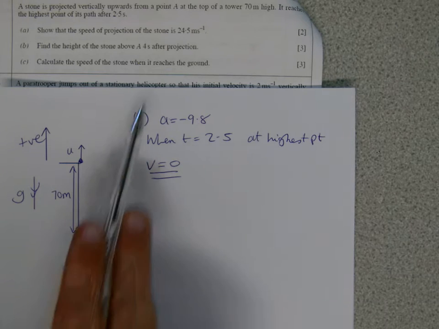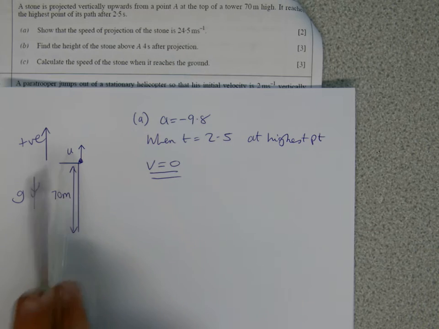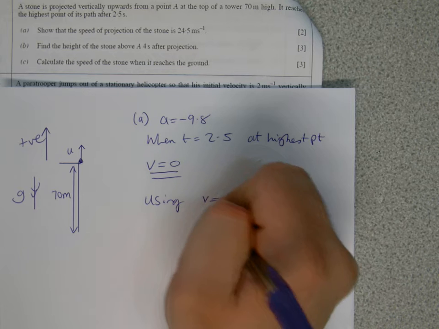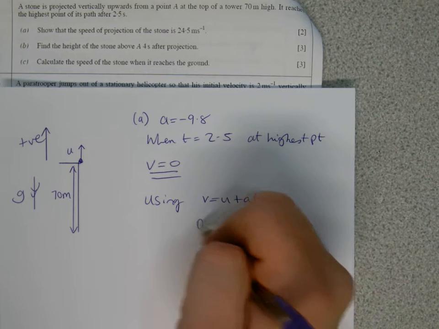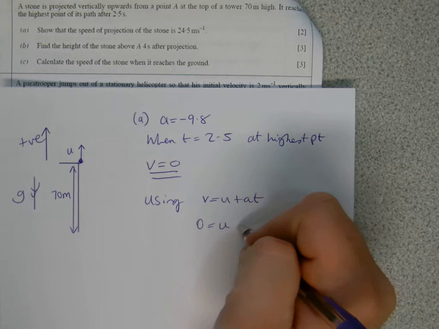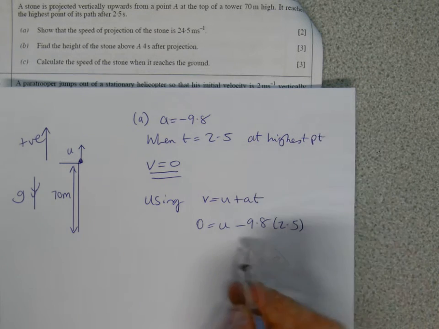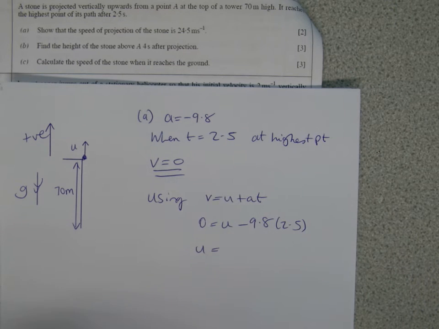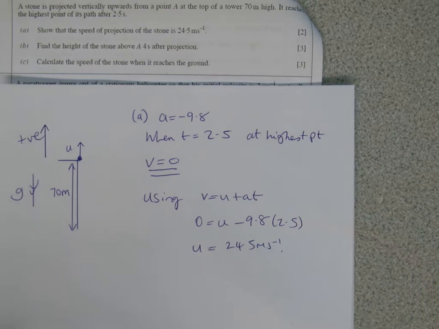We're asked to show that the speed of projection, in other words u here, is 24.5. So using v equals u plus at, we know v is 0, so we want u, and then a is minus 9.8 and t is 2.5. If I take that over the other side, we get our value for u, and if I times them together, it indeed comes out as 24.5 meters per second. So that's part A answered.